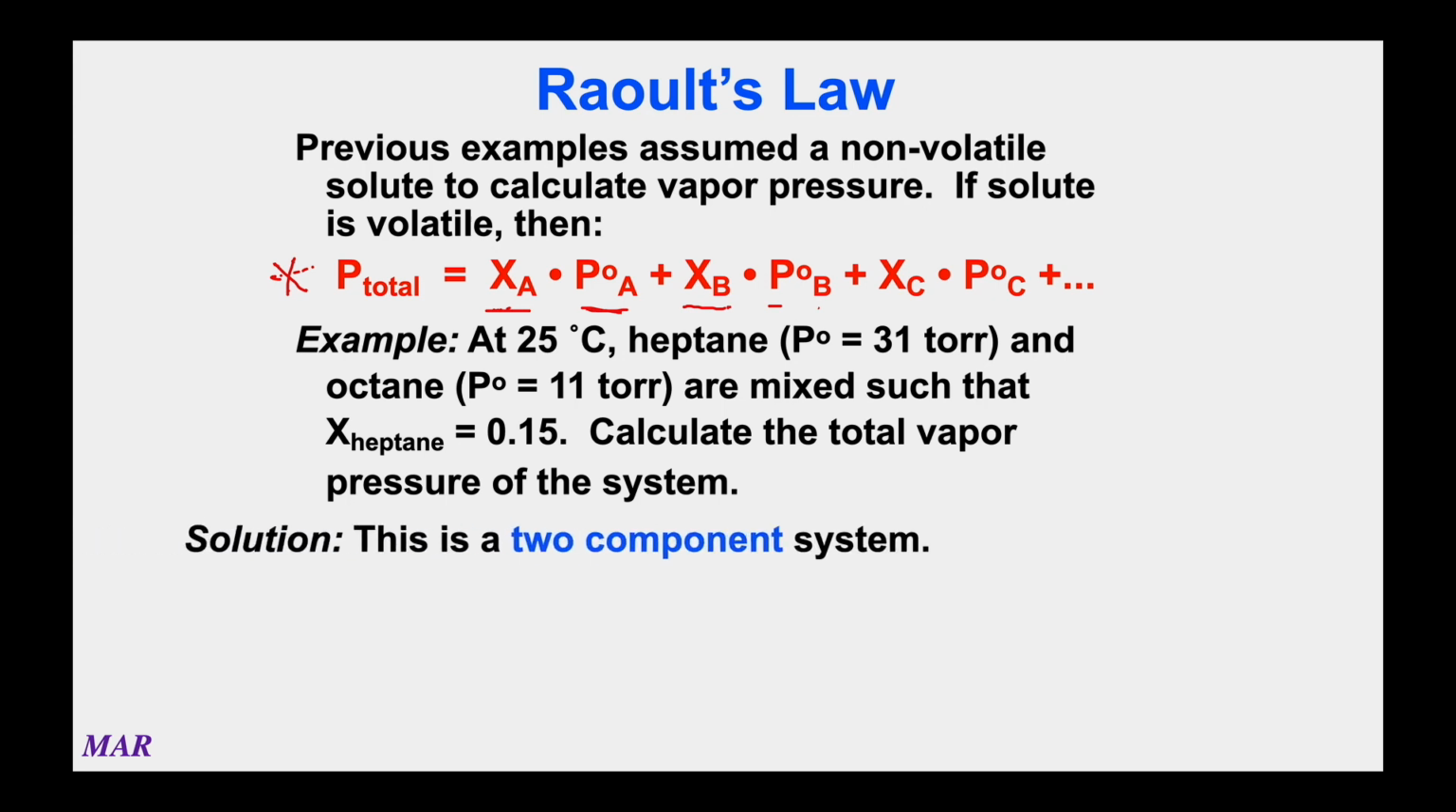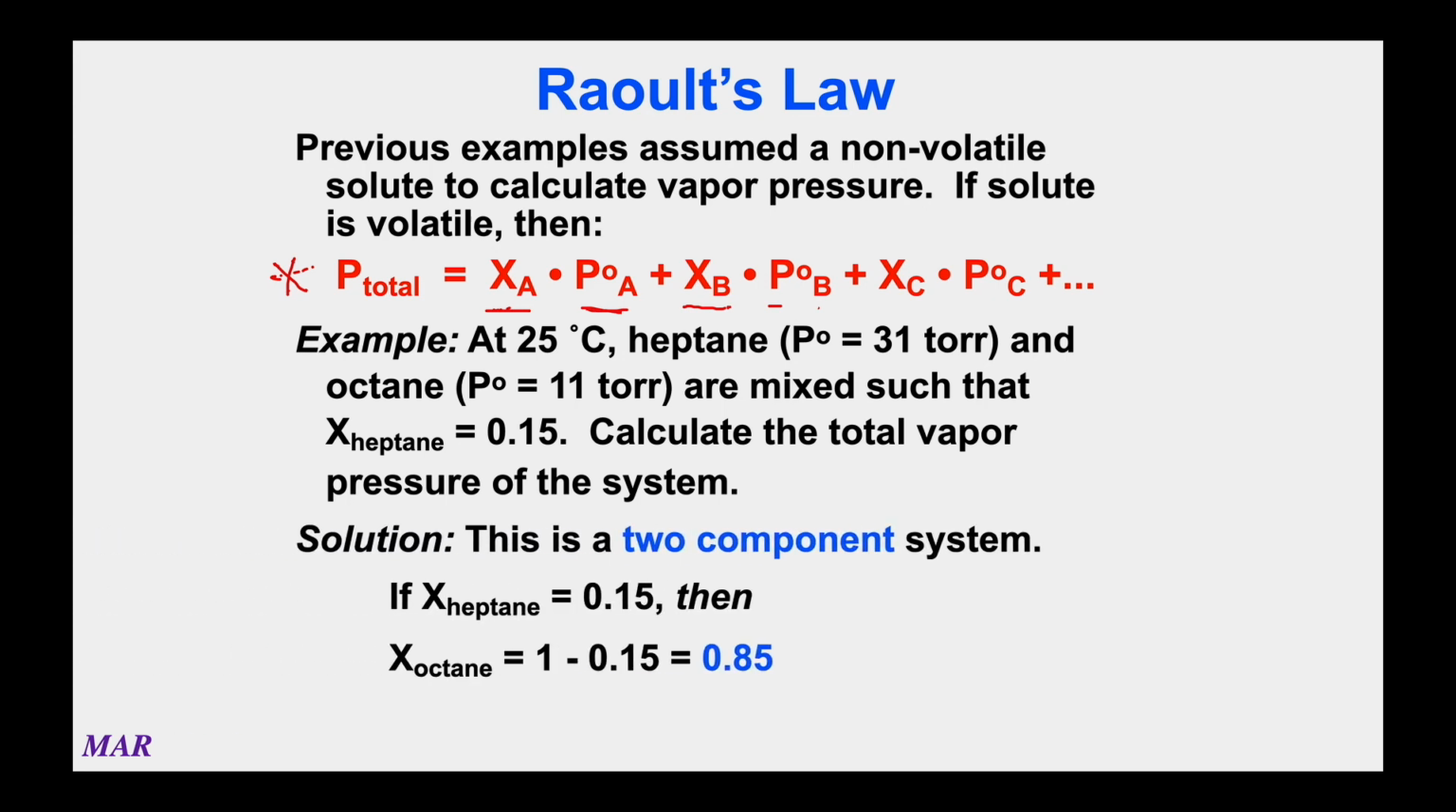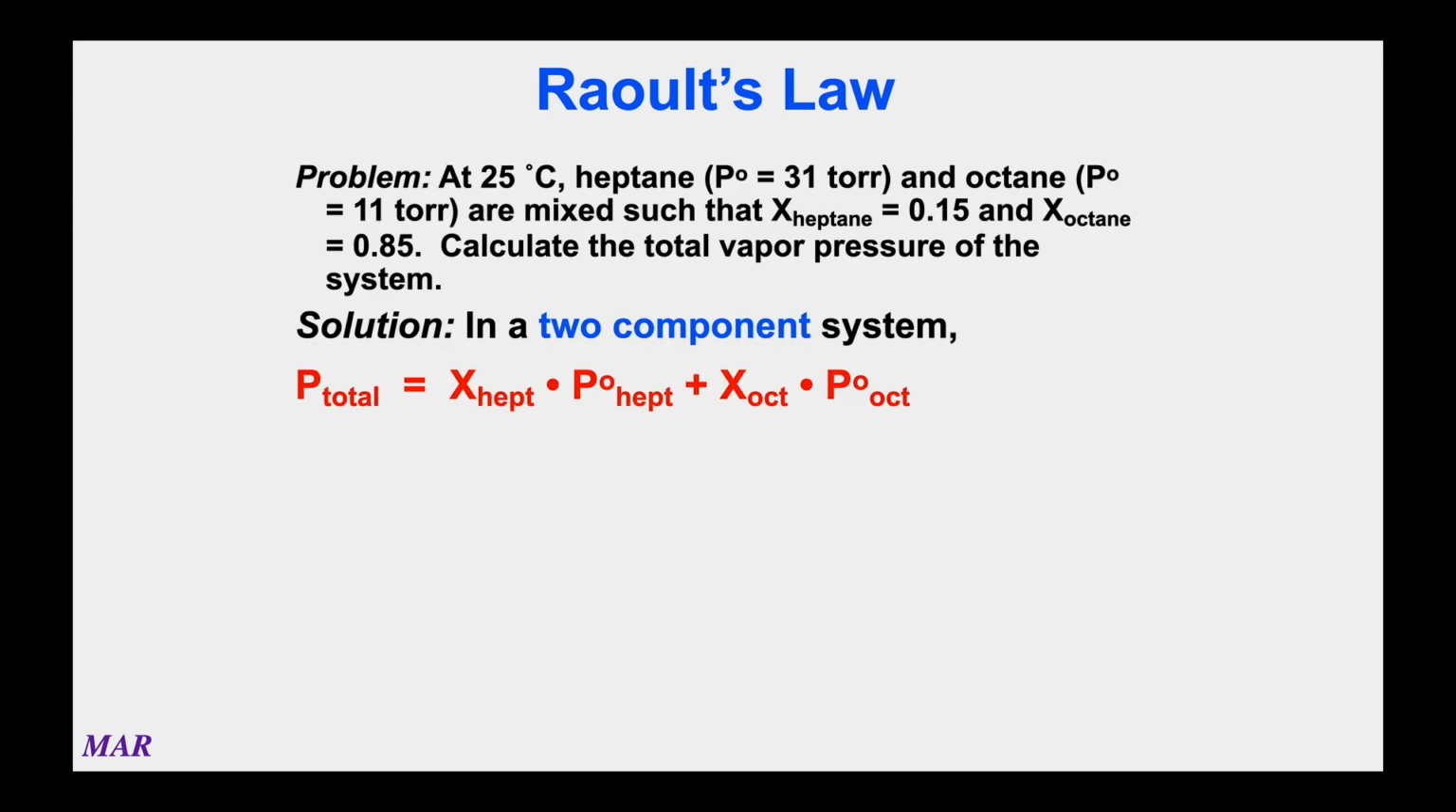In this problem, first of all, this is a two-component system, and if you add the two components together, the mole fraction is always equal to 1. So if the mole fraction of heptane is 0.15, octane will be 1 minus 0.15, or 0.85, and that's kind of cool. Then we're going to use this expanded, if you will, version of Raoult's law, where we have both heptane and octane components. Mole fraction of heptane times the vapor pressure of pure heptane plus mole fraction of octane times vapor pressure of pure octane. And we'll add all this stuff together.